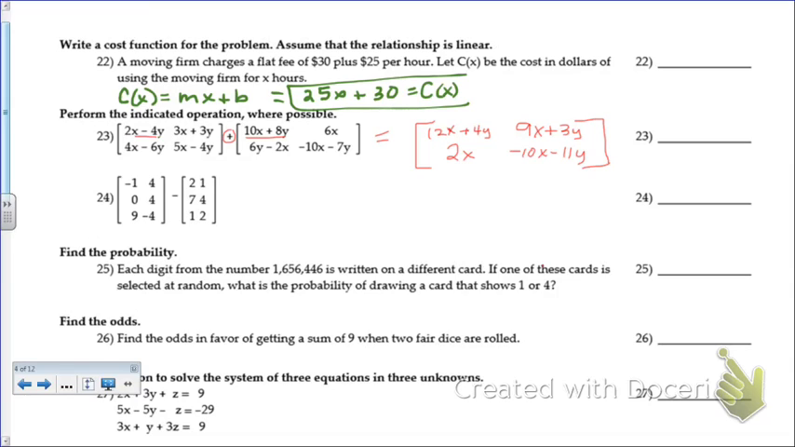25, we're going to find the probability. It says each digit from the number 1,656,446 is written on a different card. If one of these cards is selected at random, what's the probability of drawing a card that shows a 1 or a 4? So we're not going to distinguish really between the two. How many 1s and 4s do we have is what we're looking at. So we have probability of 1 or 4. We have 3 of those. And we have 7 digits altogether, so my probability is 3/7.